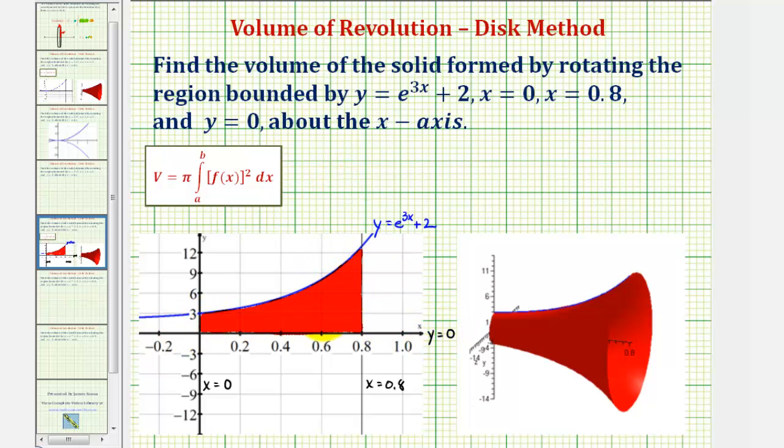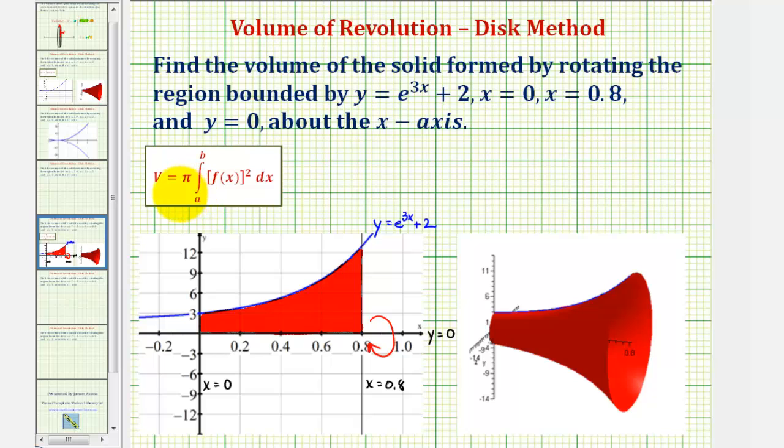So we're rotating this bounded region here about the x-axis, which forms this solid here. So our goal is to find the volume of this solid. To do this, we'll be using the disk method, where the volume is equal to pi times the integral of f of x squared integrated with respect to x from a to b.